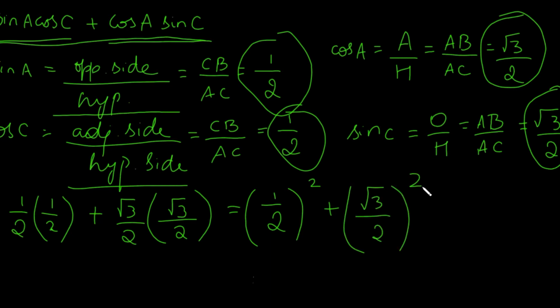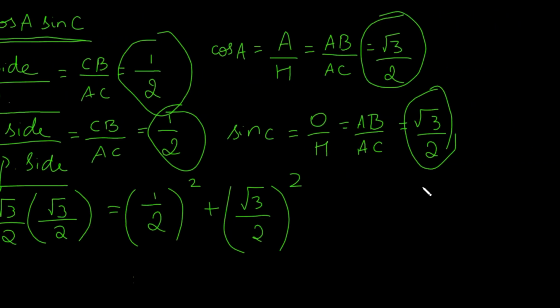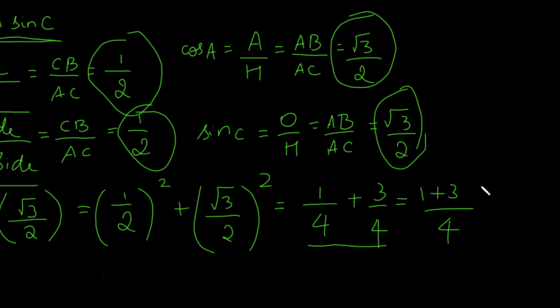If you want, you can skip this step. I just wrote it so that you can understand what I'm doing. So 1 divided by 2 squared is 1 divided by 4, plus root 3 squared is 3 divided by 2 squared, which is 4. As we know, the denominator is the same for the equation, so the LCM is also going to be the same, that is 4. So the numerator is going to be 1 plus 3. That gives us 4 divided by 4. 4 by 4 gets cancelled and the answer is 1.